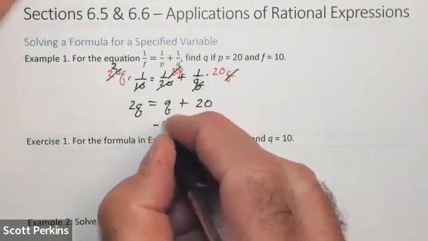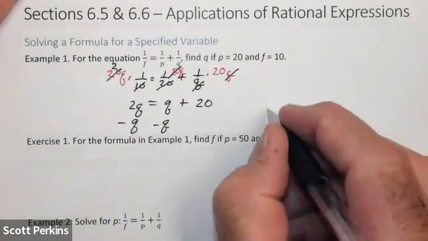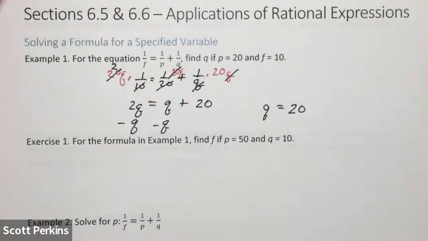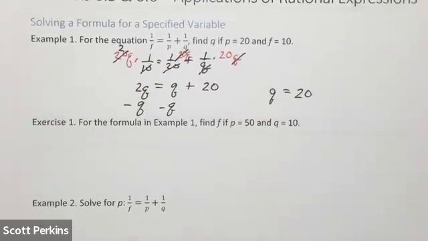I'm going to subtract the q from both sides. 2q minus q is equal to q. And so we get that q is equal to 20. Okay, there we go. Done with the problem. So you have a very similar problem in exercise 1. You're going to use that same formula, 1 over f equals 1 over p plus 1 over q. I've changed the values. P is 50, q is 10. You're going to find the value of f in that case.